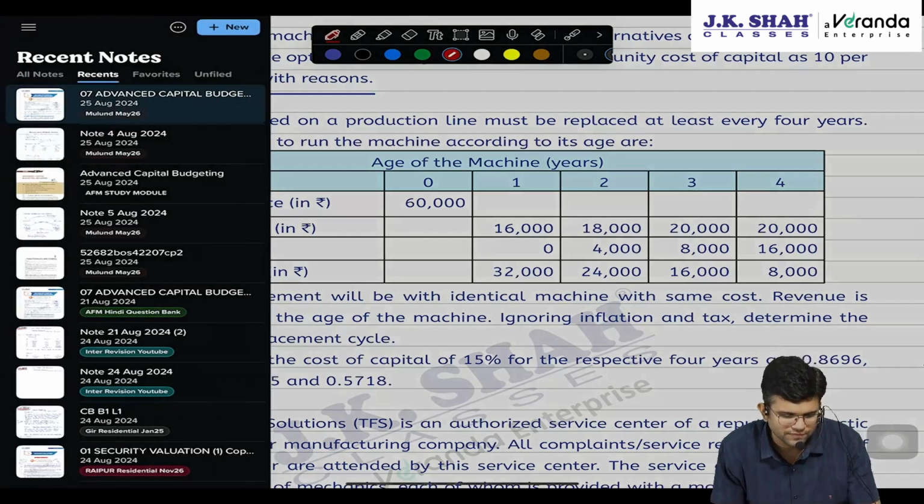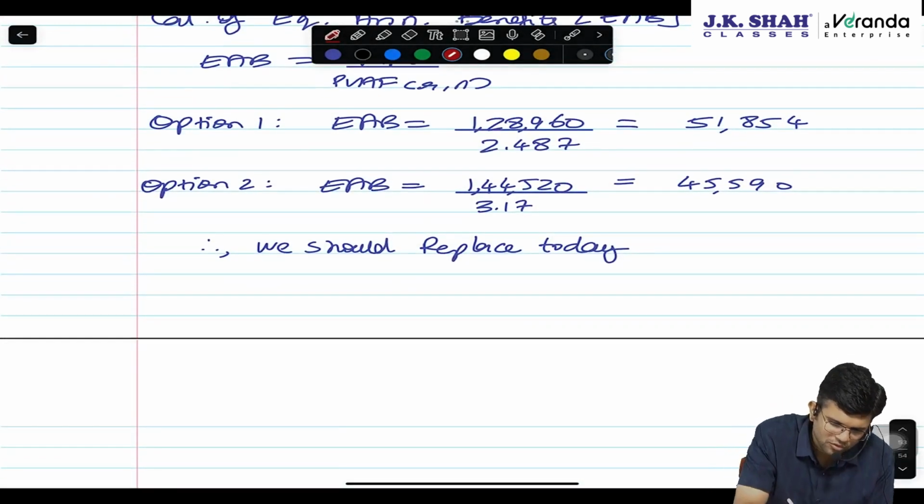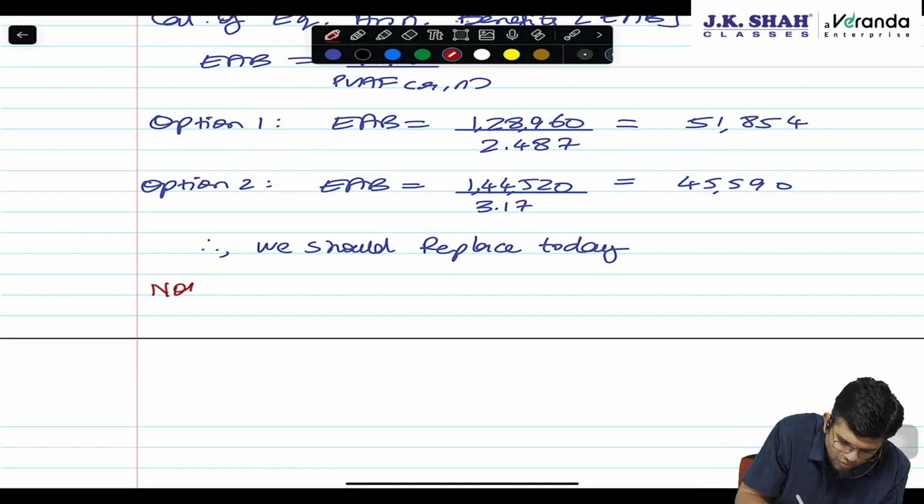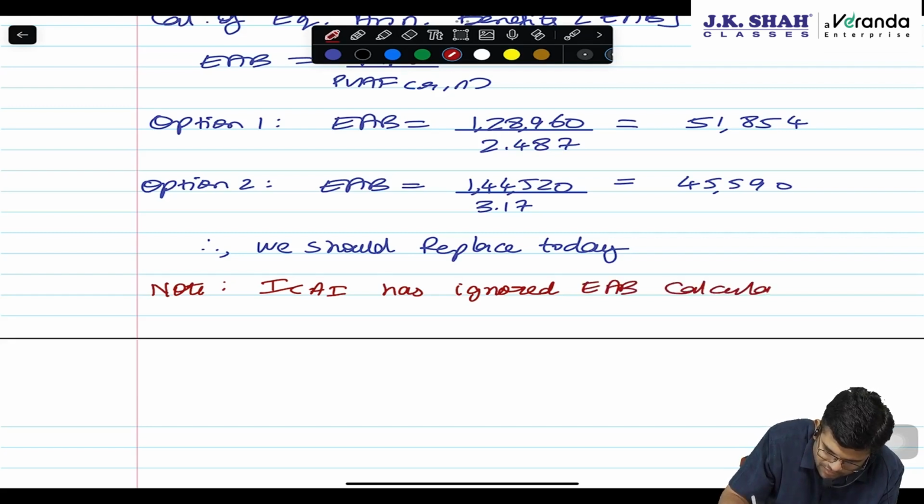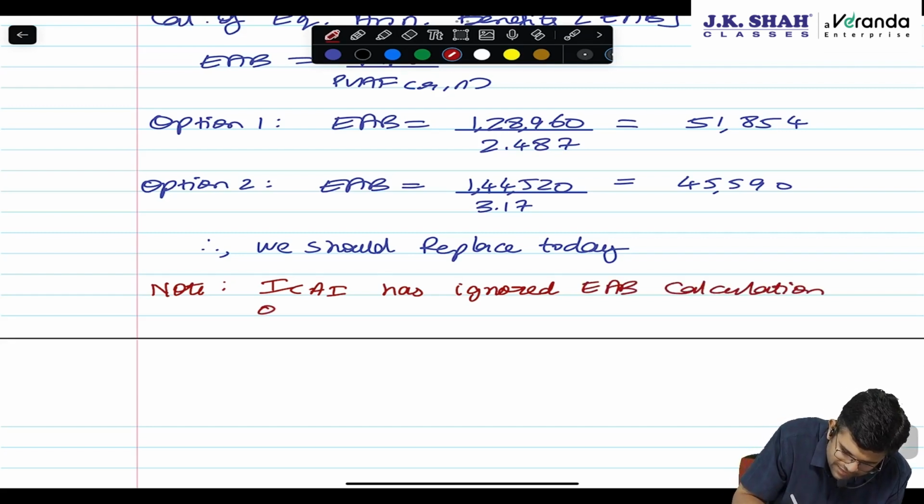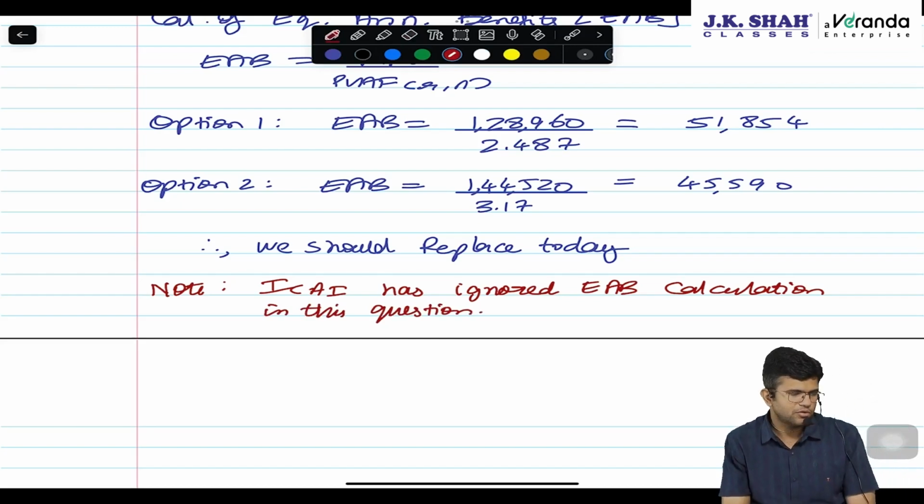So in your notebooks, first of all, write down below question number 38, write down a note: ICAI has ignored EAB calculation in this question.